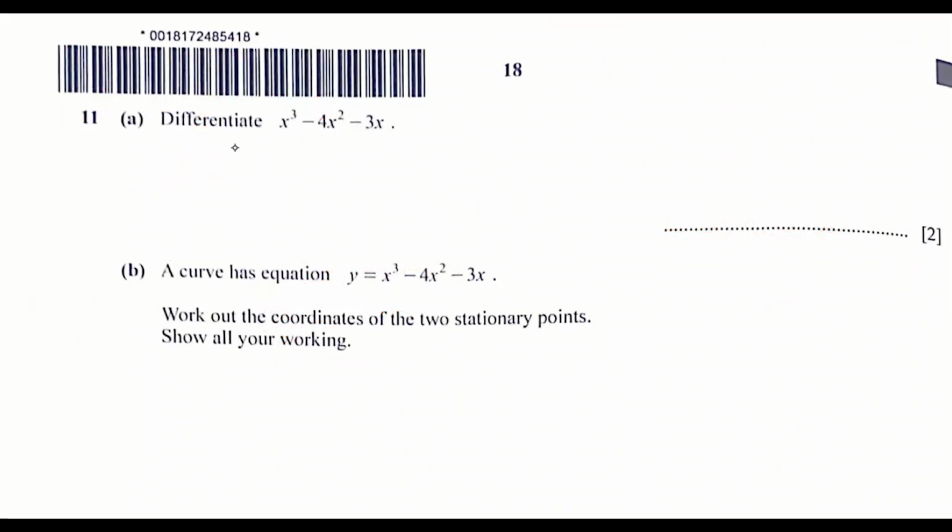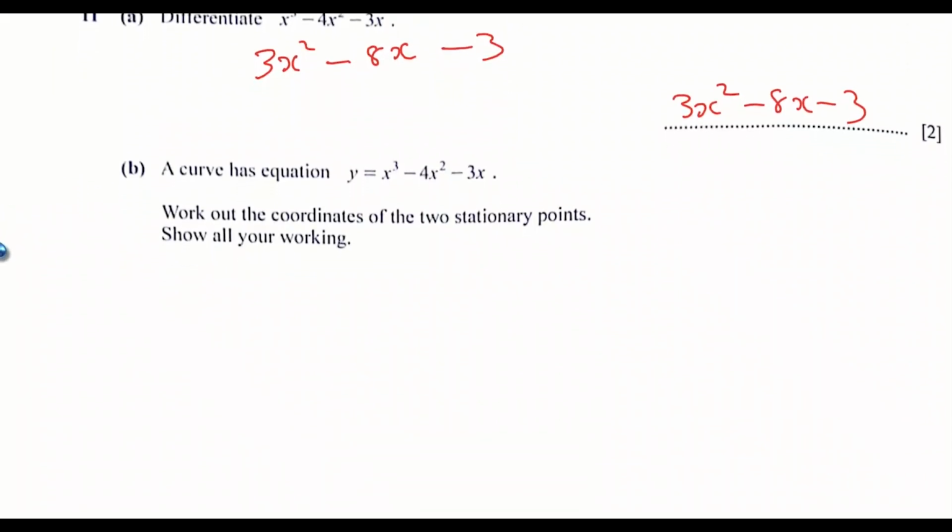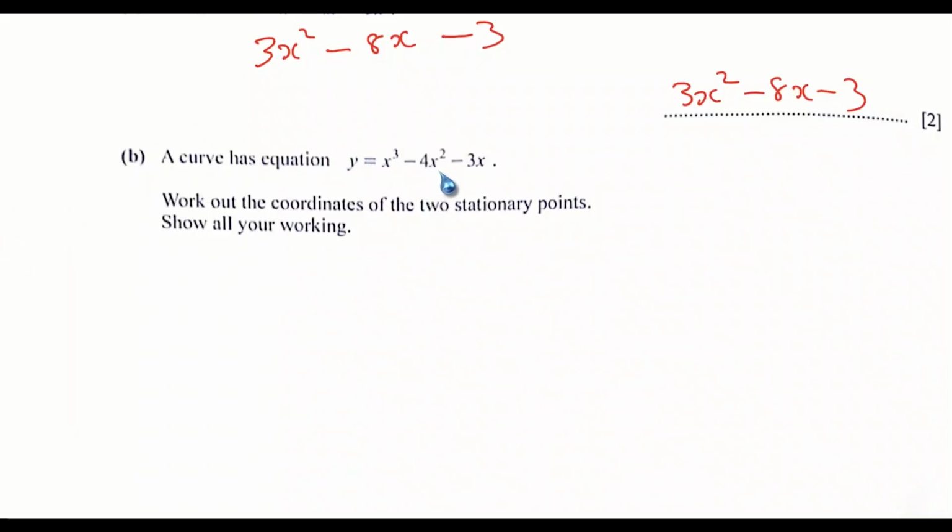Question 11. Differentiate x cubed minus 4x squared minus 3x. This will be 3x squared minus 8x minus 3. Part B: a curve has equation y equals x cubed minus 4x squared minus 3x. Work out the coordinates of the two stationary points. Show your working. So we have y equal to x cubed minus 4x squared minus 3x.